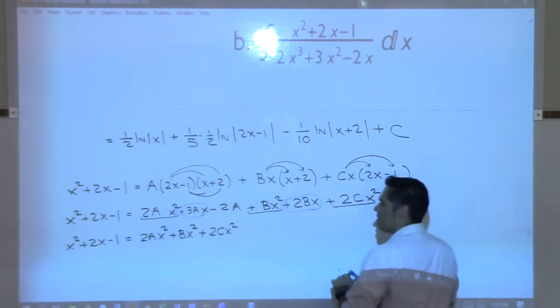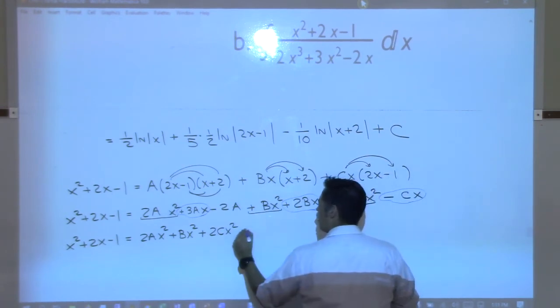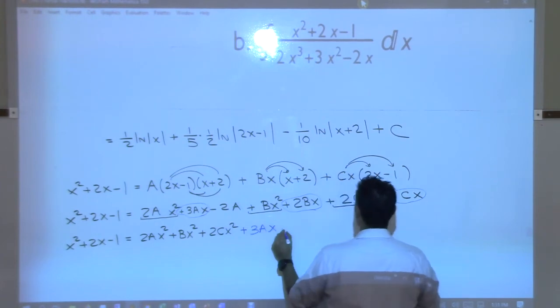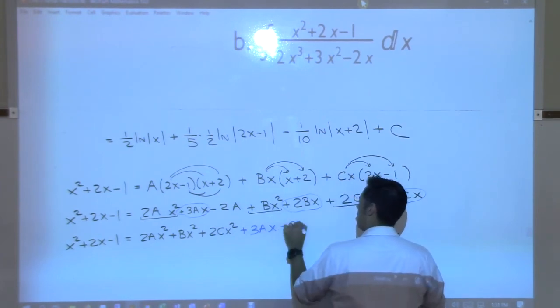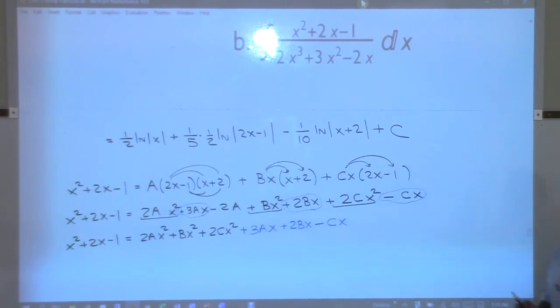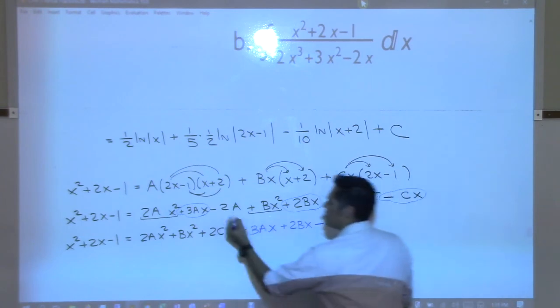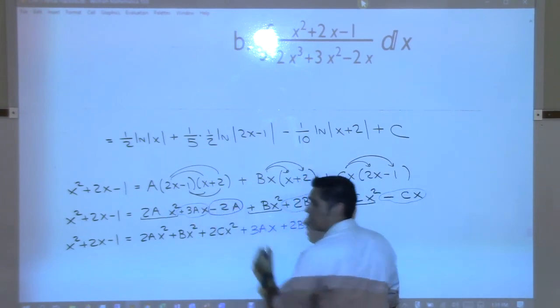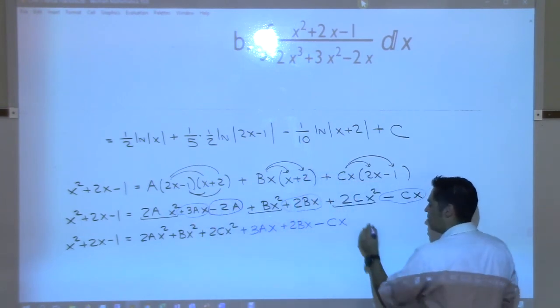So I'm going to write those down, and I'll even do it in blue. The blue doesn't really come out on camera, though. It still looks like the black marker. 3ax plus 2bx, and then minus cx. Those are my x terms. And then finally, I'm going to get all my constants by themselves. Do I have any constants? Just minus 2a. This right here is a constant: minus 2 times a.